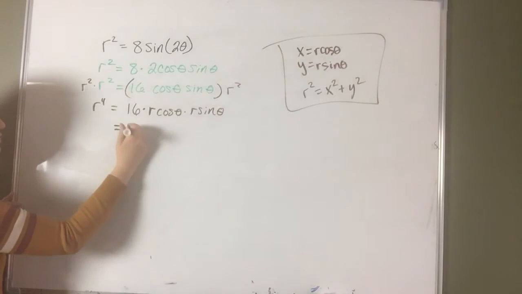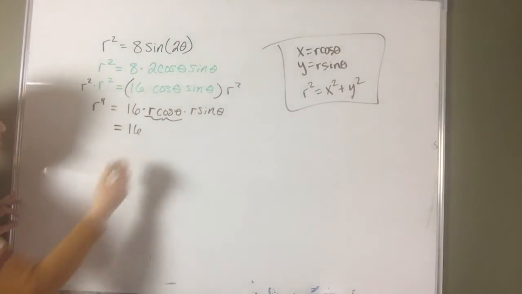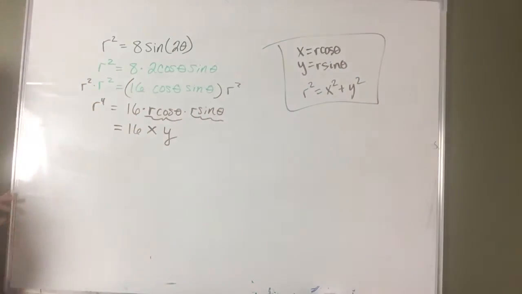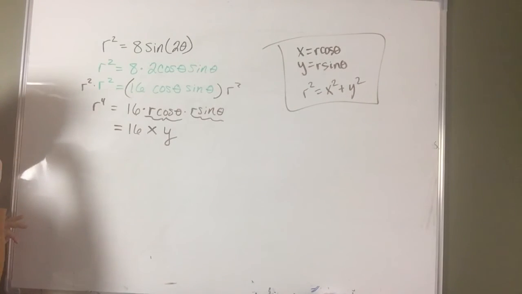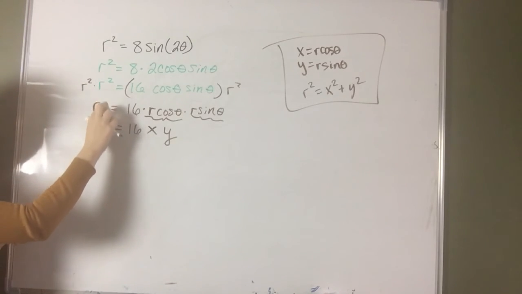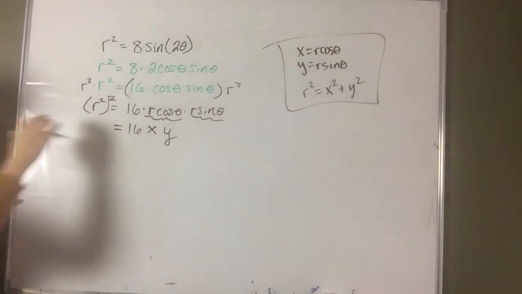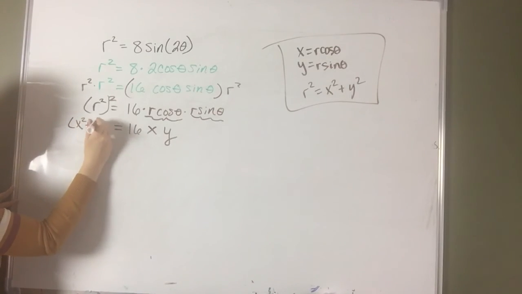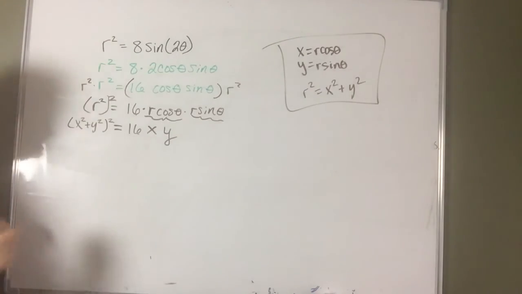And now we're in really good shape. On the right-hand side of the equation, r cos theta, hey, that's x. And r sine theta, hey, that's y. So we have 16xy over there. Over here we have r to the fourth. I'm going to play with this a little bit and rewrite it. Instead of r to the fourth, we can write it as r squared squared, right? Because then we can replace the r squared with x squared plus y squared. So we have x squared plus y squared, squared, is equal to 16xy.